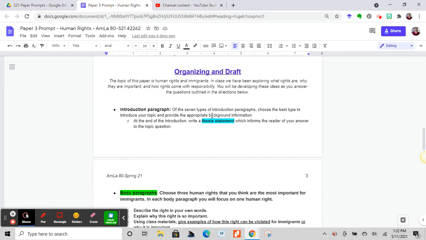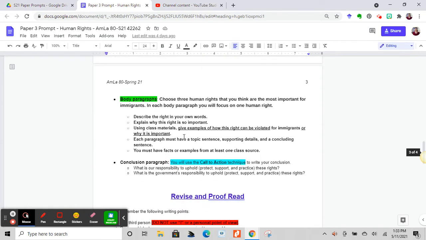And if you need to review any of these things, the 7 ways or how to write a thesis statement, remember all of this information is in the writing resources module. It's the very first module you will see when you click on the module link. Okay, let's talk about the body paragraphs.